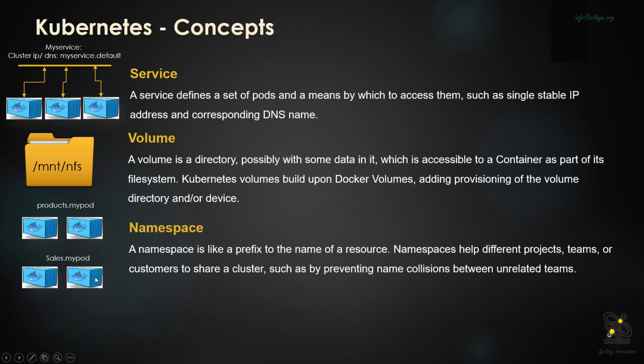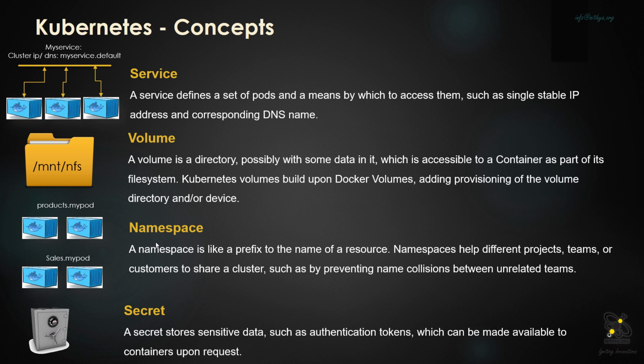If you see the left-hand side, you can see that two pods are running on sales.mypod. So here sales is the namespace. Then you can look at those pods via your namespace, and also above you can see that there are two pods running in the products namespace. If you want to access only the products namespace, you can use products.mypods. So it is a logical grouping of resources, preventing name collision between unrelated items.